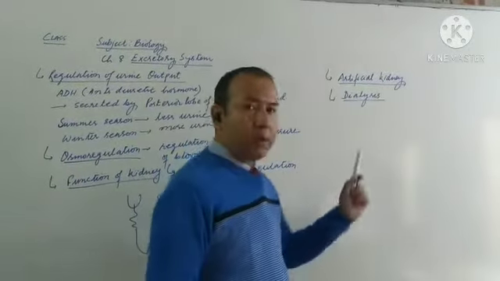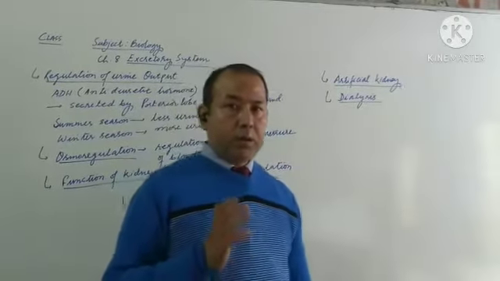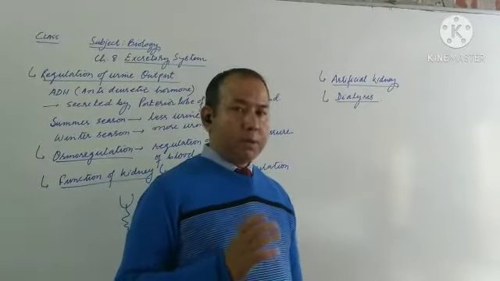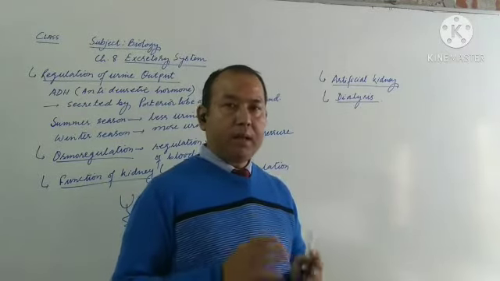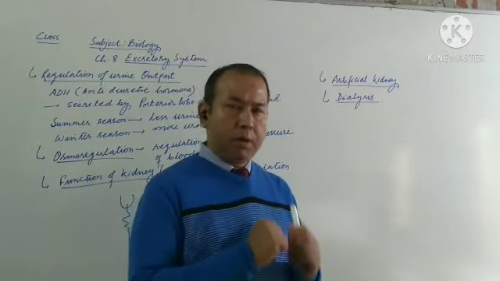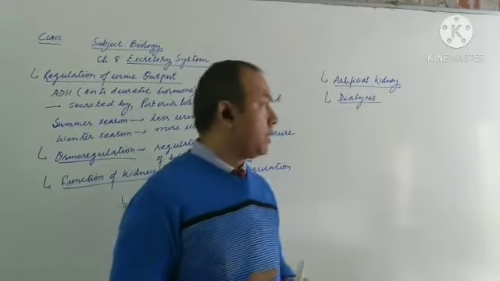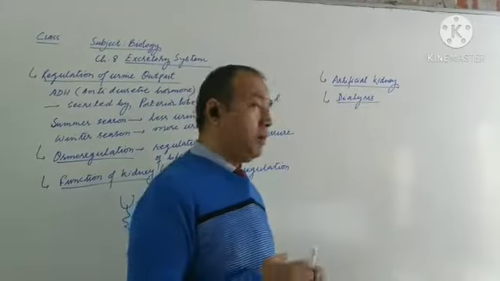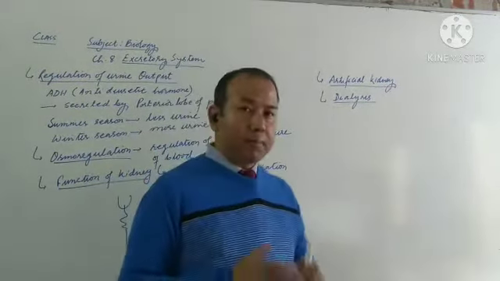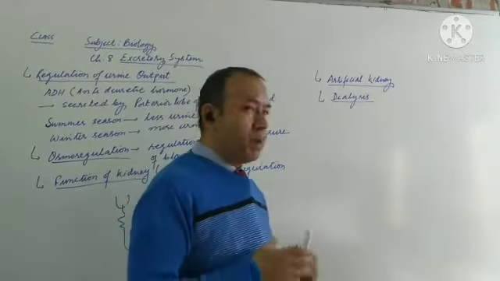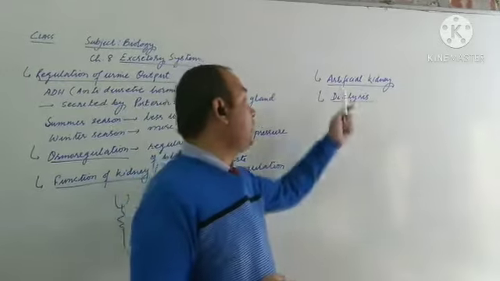Now we have the last topic in this chapter, that is artificial kidney. See students, if one kidney fails, then the other kidney is able to excrete the nitrogen waste from the body. But if both kidneys fail, then that person's blood must be purified by using certain machines, which are called artificial kidney machines.